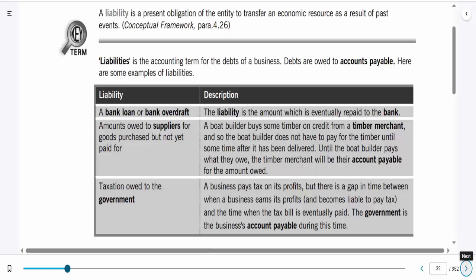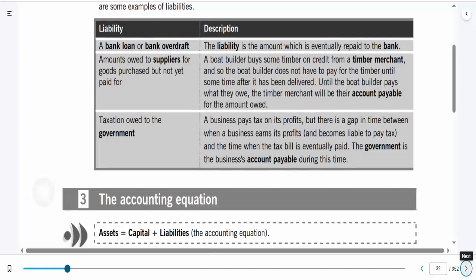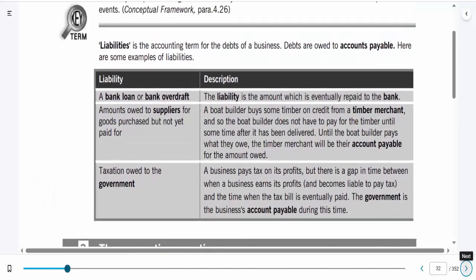So, in summary, liabilities are what the business owes to others. They include things like bank loans, accounts payable to suppliers, and taxes owed to the government. Knowing the total amount of liabilities helps us understand how much debt the business has and how much it needs to pay back in the future. Hope that makes it easier to understand. Remember, liabilities are simply the business's debts, amounts it owes to others. This will be very useful as we continue with more accounting concepts.